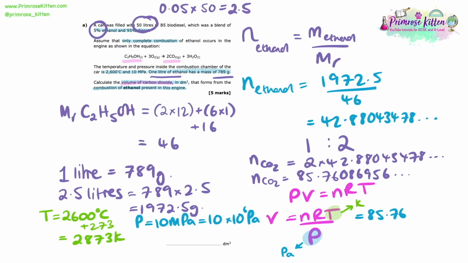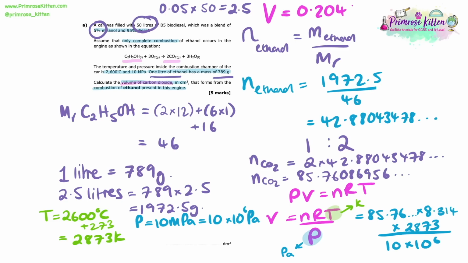So now if we substitute in the moles, which is 85.76 and all of the other decimal places, and then we times it by 8.314, and then finally we times it by this temperature of 2,873. We divide all that by 10 times 10 to the 6, then we get our volume in meters cubed. So in this case, I find that the volume is equal to 0.2048 meters cubed.